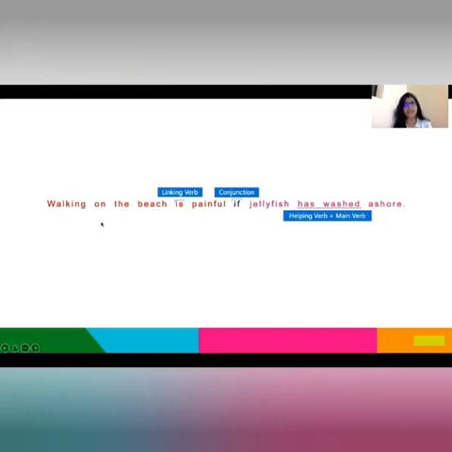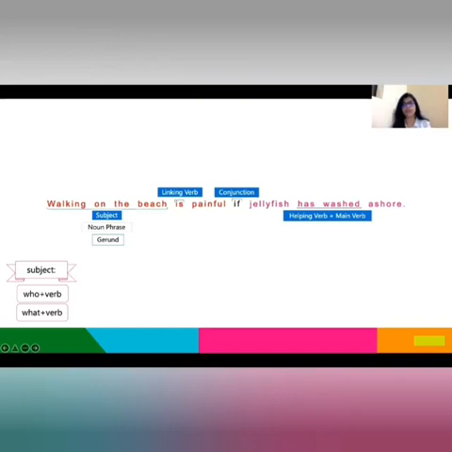In this case, if we want to find out the subject of this linking verb, we need to ask two questions. Either of them we can ask. The first question is who plus verb, or we can also ask what plus verb. Now, in this case, if I ask what is painful, I get the answer walking on beach is painful. So, walking on beach becomes the subject of the verb is.